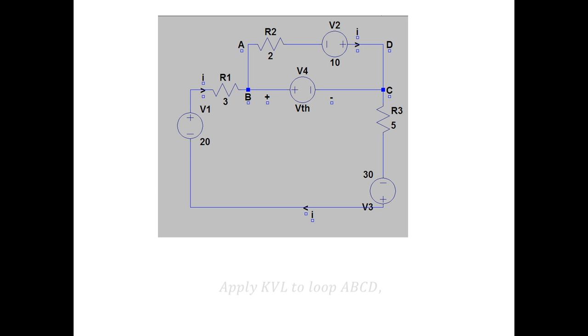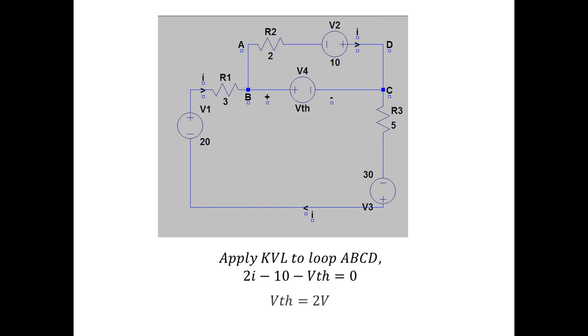Now on applying KVL to the loop ABCD, we get 2i minus 10 minus VTH is equal to 0. On substituting the value of I, we get VTH is equal to 2 volts. To find maximum power, we use the formula VTH square by 4 RTH. On substituting the values, 4 divided by 4 into 1.6. So the maximum power is 625 milliwatts.